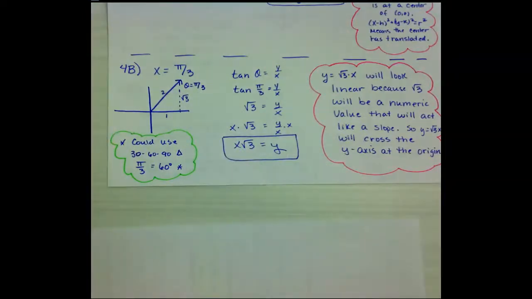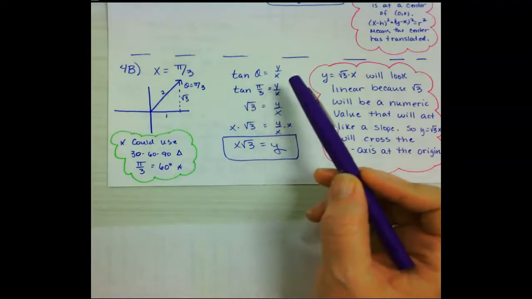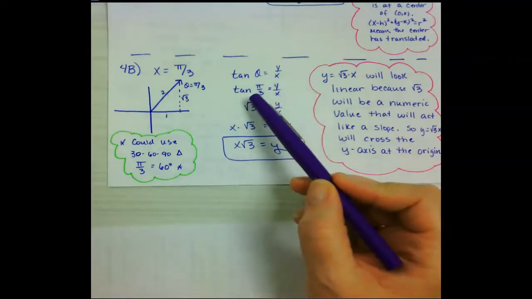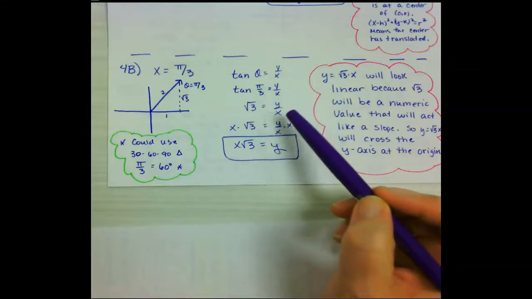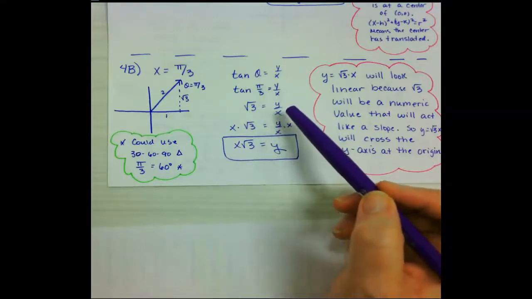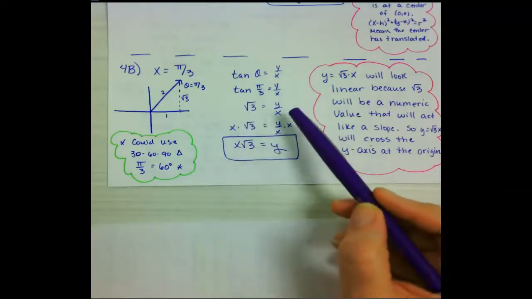And so when I go to my equation, then I know that tangent of pi over 3 equals y over x. Tangent of pi over 3 is root 3. And remember, I'm not putting the values in here yet because I'm trying to make an equation, and I want an x and a y in my equation. So once I get my tangent value in, I can solve for y.